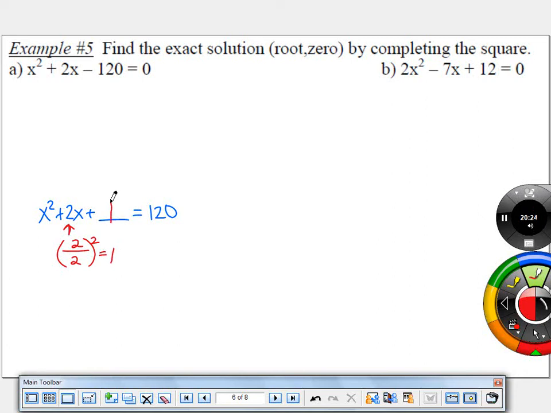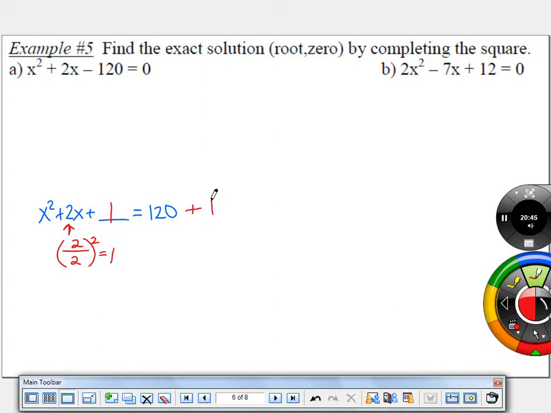Now, that's okay and it's not okay. I can do that as long as I do what else? Lauren? Good. I can add whatever I want on one side of the equation. You guys do it all the time, as long as I also do it on the other side of the equation. So that's fine.